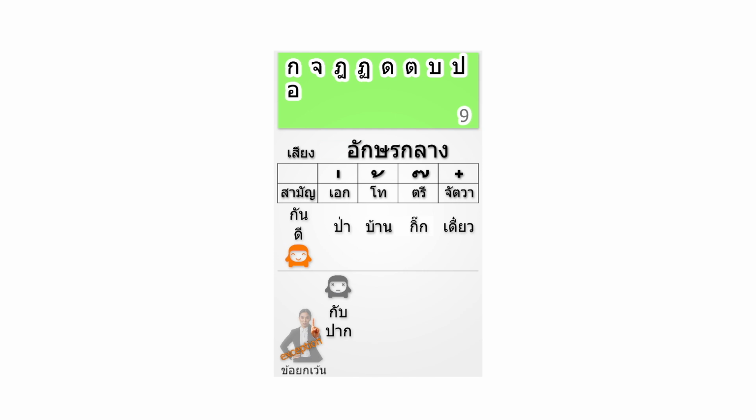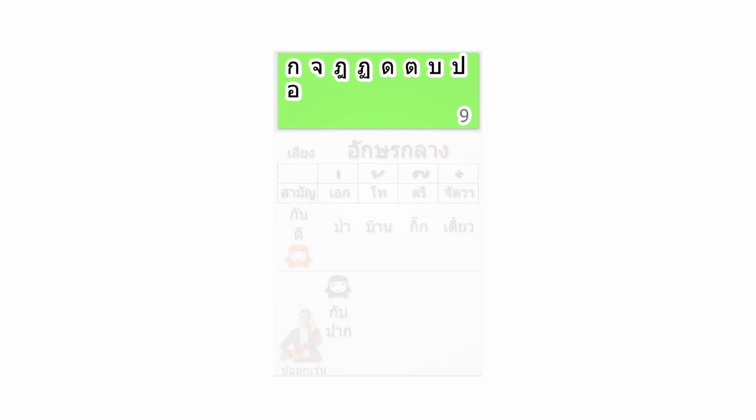The challenge is how to remember these 9 consonants. Well, every consonant in the Thai language refers to a specific word. Go gai, gai for chicken. Jo jan, jan for plate, and so on. You already know that.